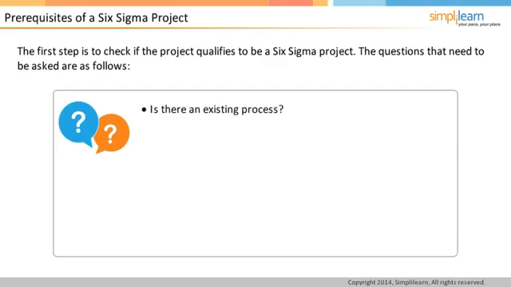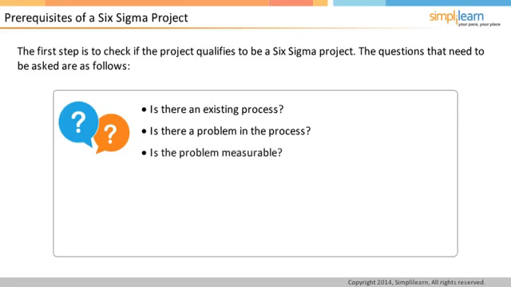Is there an existing process? To implement the DMAC methodology of problem solving, a process needs to exist. The process should be in operation for the development of the product or service. Is there a problem in the process? Ideally, the process should not have any problem. If there is a problem in the process performance, the process needs to be improved.